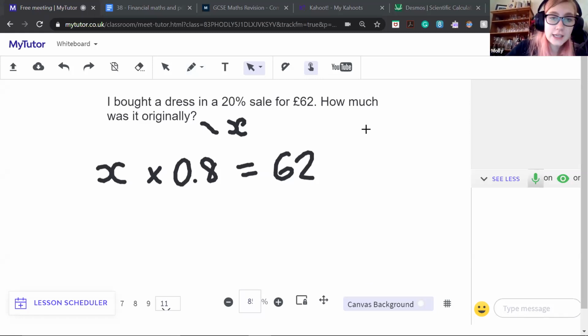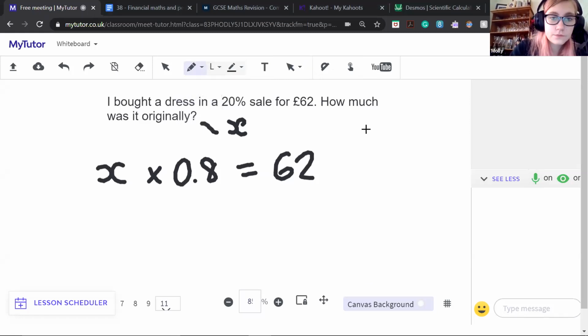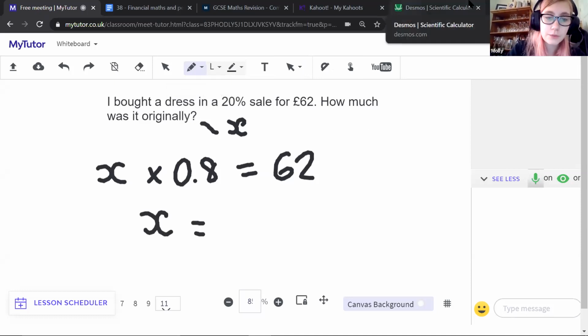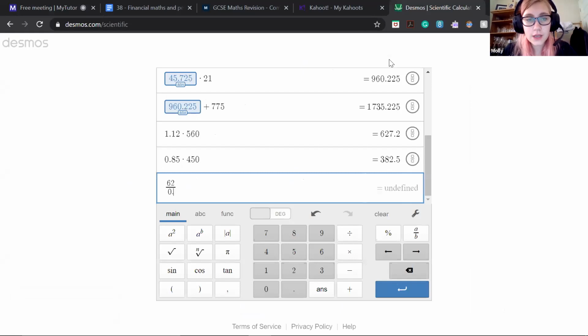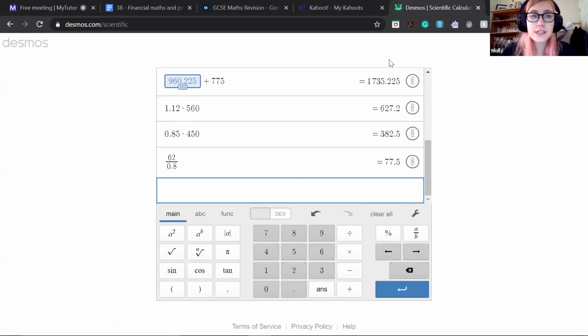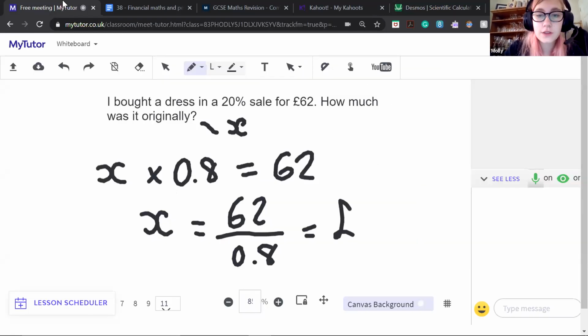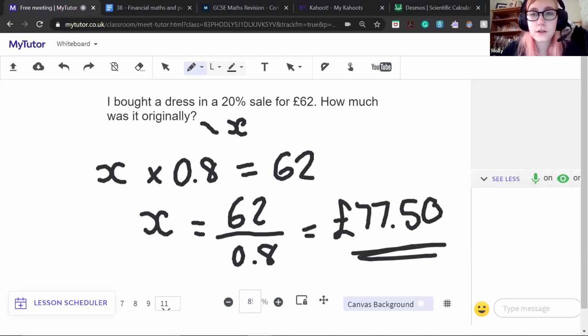So then to find X from this, we do 62 divided by 0.8, just a simple little rearrangement there. So 62 divided by 0.8 gives us 77.5. So this dress was originally £77.50.